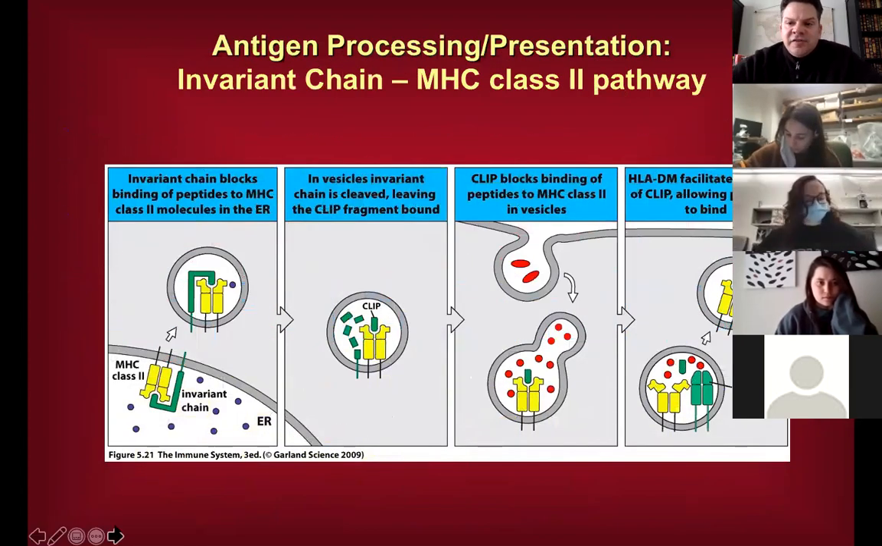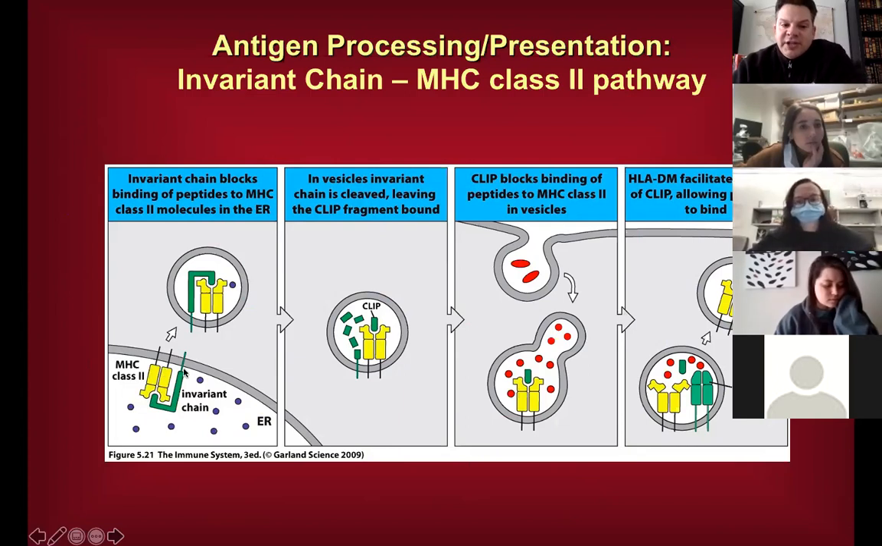Just like we saw for MHC class 1, the processing is going to be different here. So again, remember that any MHC is unstable. And so for MHC class 2, you have what's called the invariant chain, which keeps it stable.